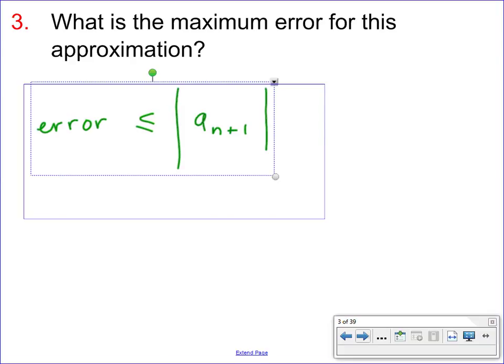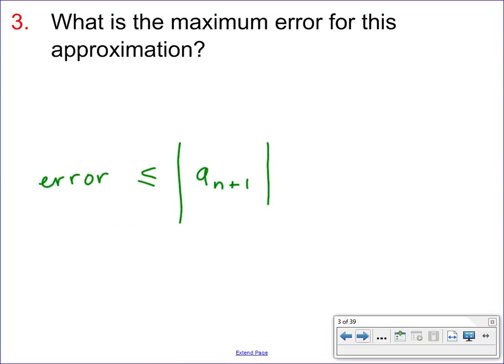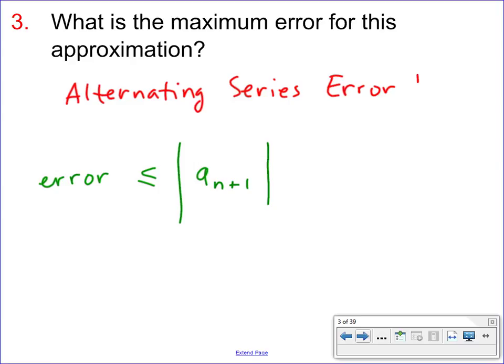Let me just add that this is an alternating series test. This is really called the alternating series error bound. And we know that that is given by, at most, the magnitude of the next term evaluated at my x. And that equals x to the 4th over 4 factorial, evaluated at 0.2.